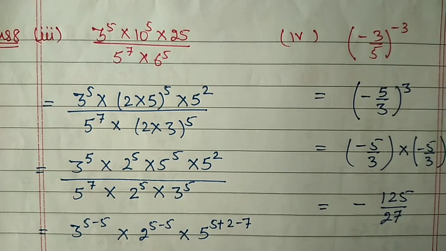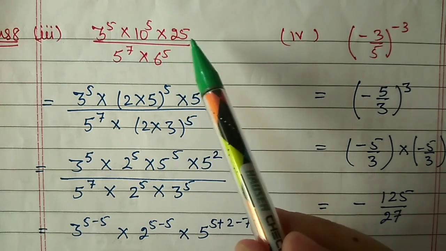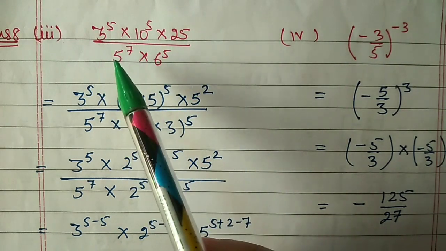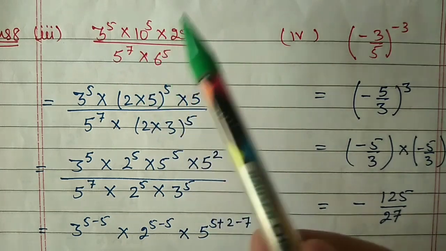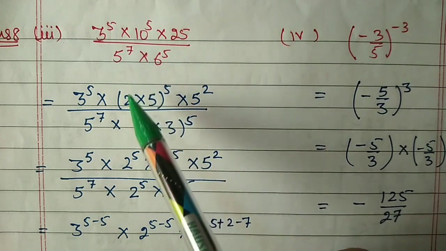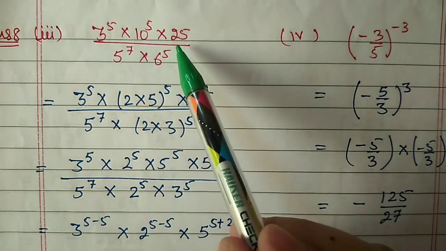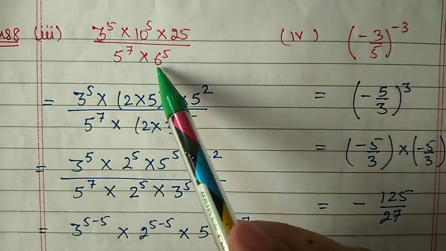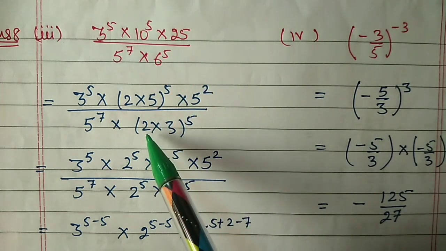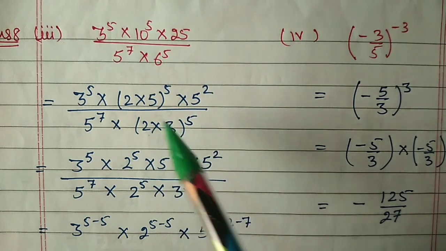Third part, 3 to the power 5 multiply by 10 to the power 5 multiply by 25 divided by 5 to the power 7 multiply by 6 to the power 5. So first this 10 we can write 2 into 5, and 25 we can write as 5 to the power 2. In denominator this 6 also we can write as 2 into 3.